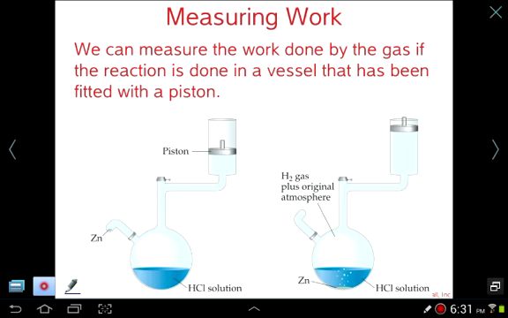This is especially important, say, in automobile engines. In fact, one of the reasons why we use gasoline in automobiles is because that gasoline can be transformed into work and cause the car to move. So this is actually a very important portion of chemistry.